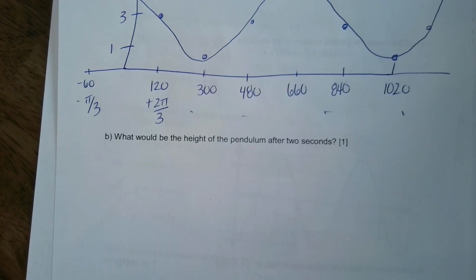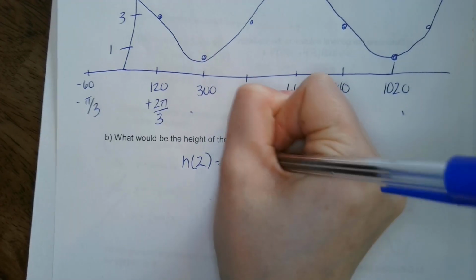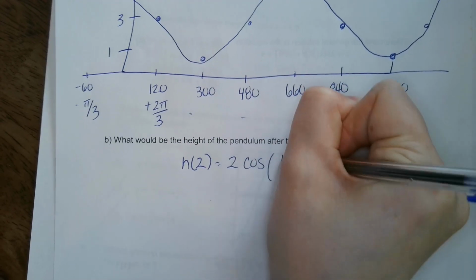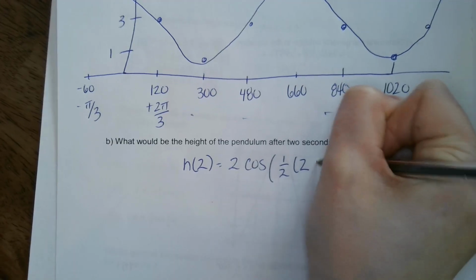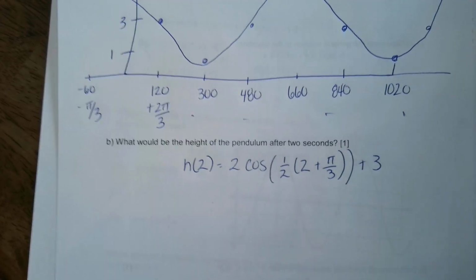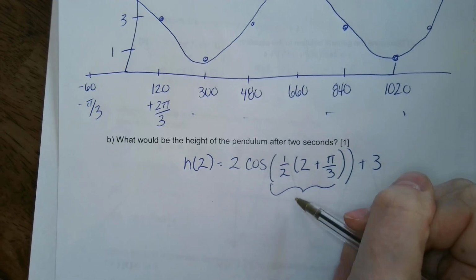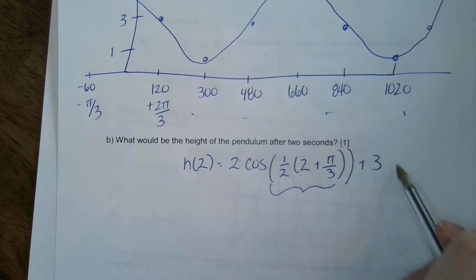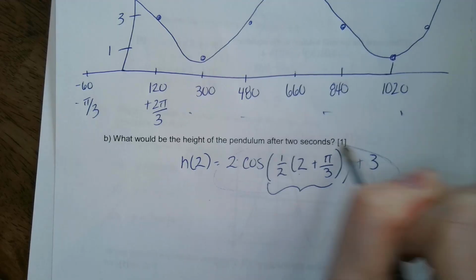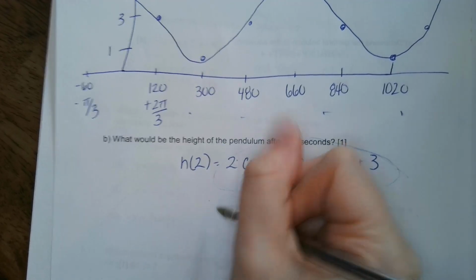What would be the height of the pendulum after 2 seconds? You're taking your original equation, h of 2 equals 2 cosine of a half, and you're filling 2 in for your t value, your time value. You can just plug this into your calculator and get a decimal. So a half bracket 2 plus 3.14 over 3, you're going to get a decimal for here, cosine of that number. So really, if you have a nice calculator, like one of those Casios or graphing calculator, you can chuck all of this in and get your solution.